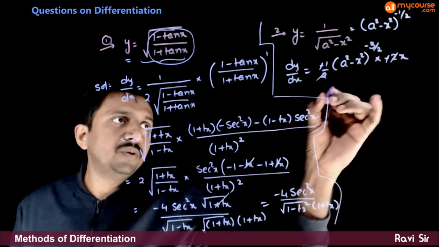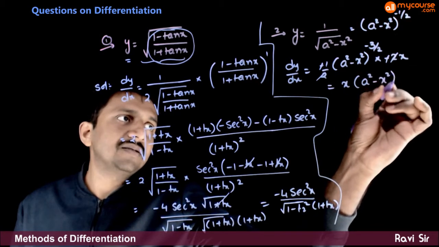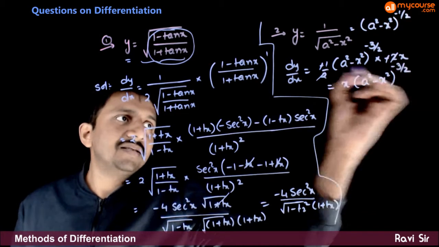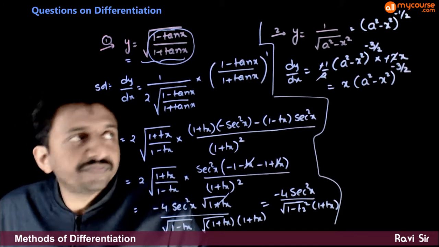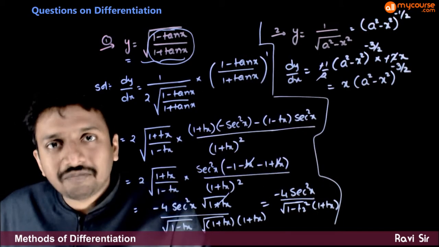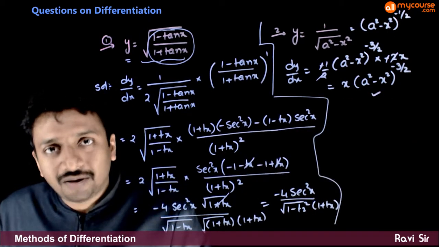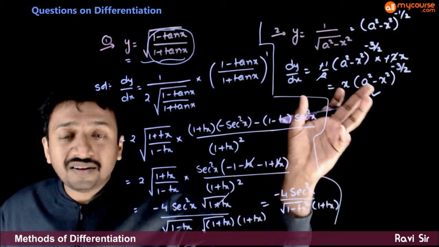2 gets cancelled with 2, that is equal to x times (a square minus x square) whole power minus 3 by 2. X times (a square minus x square) whole power minus 3 by 2. So this will be your value of differentiation. This will be the differential function.